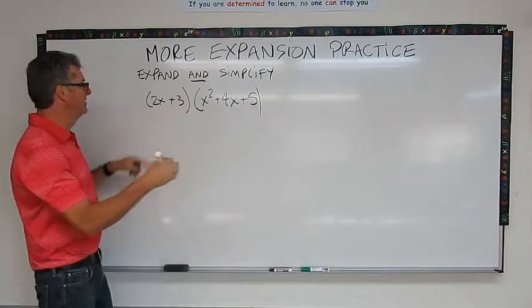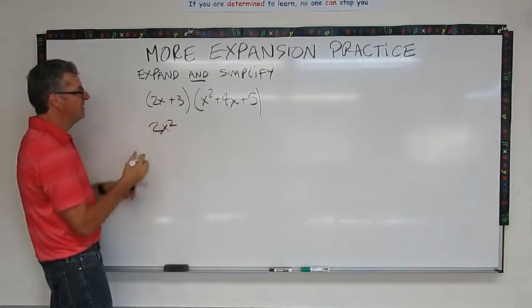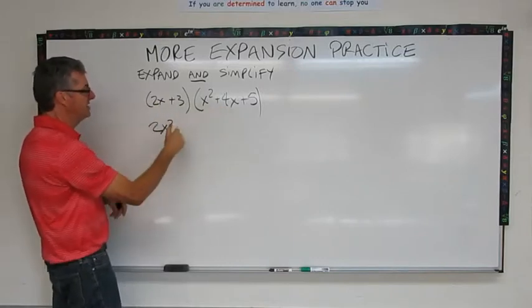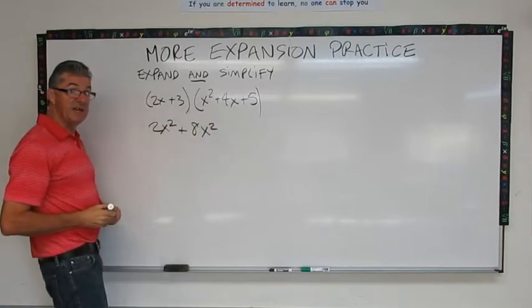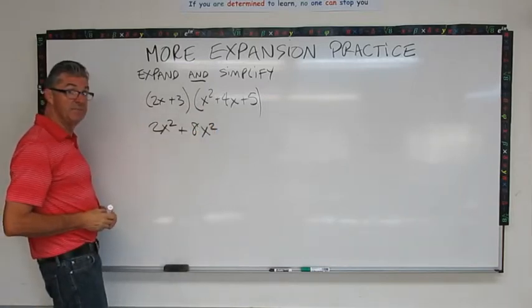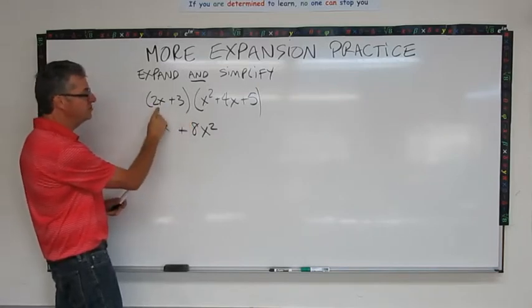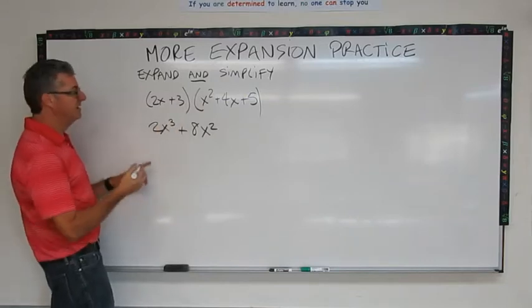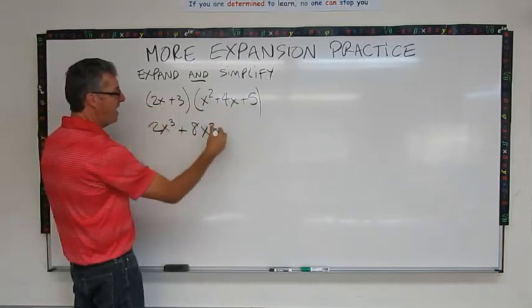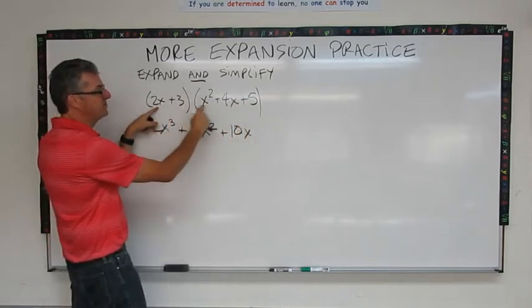So let's do this. 2x times x squared is 2x squared. 2x times 4x is 8x squared. Now I made a mistake. Pause the video and see if you can catch it. Okay, it's right there, right? 2x times x squared is x to the third, okay? Finally, 2x times 5 is 10x. So now I've done the first one times all 3.